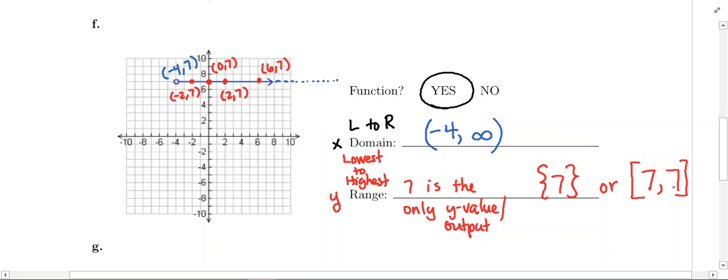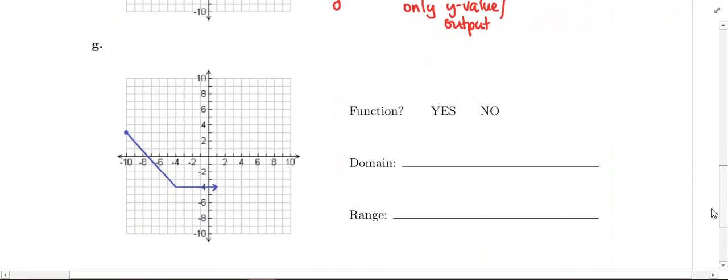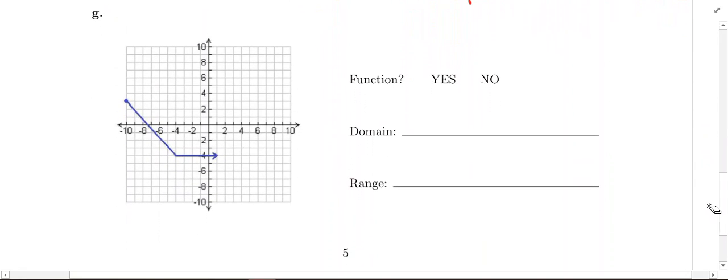Either of these notations is correct, whether you do the interval from 7 to 7 and use brackets, or you just put 7 and use the curly braces. Either is acceptable. So that was a bit tricky. All right, moving on to example 3G.